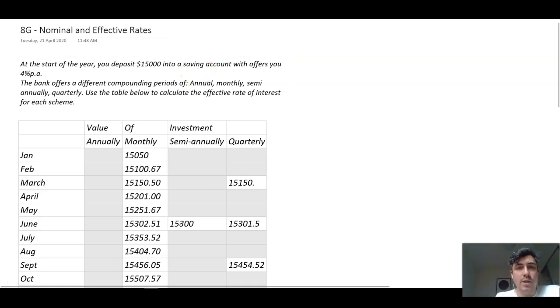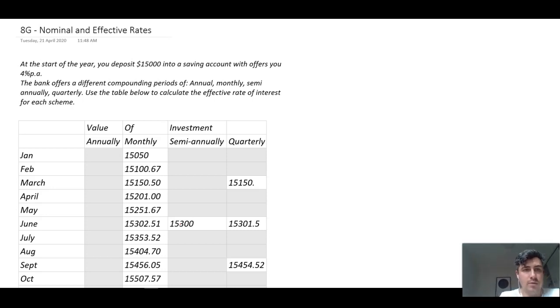However, that's not really the rate that you're getting because it depends on how often they calculate your interest. If they calculate it more frequently, it means that you actually will earn more. So your effective rate of interest is actually going to be slightly higher than that. The basic interest would be 4% on this savings account. However, if we do monthly, semi-annually or quarterly, it will vary. So let's just show how that works now.